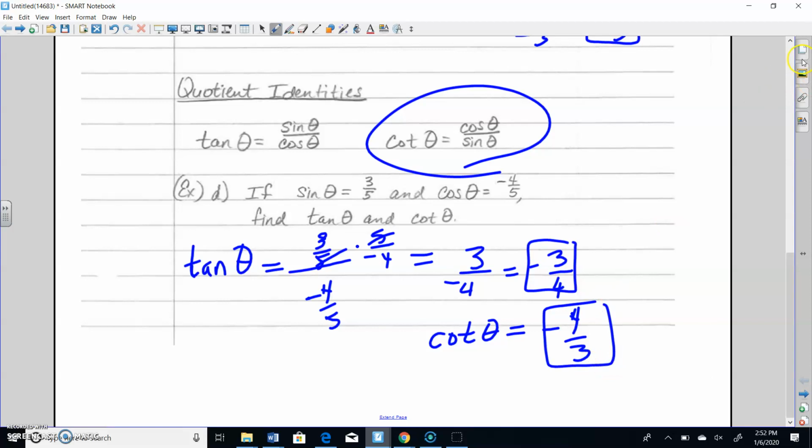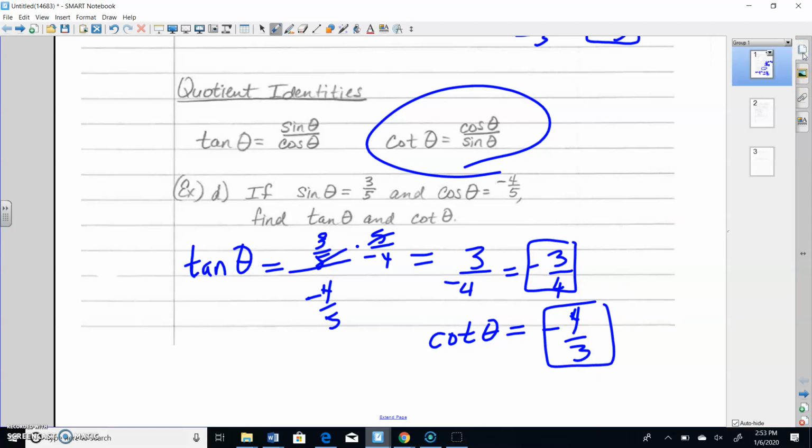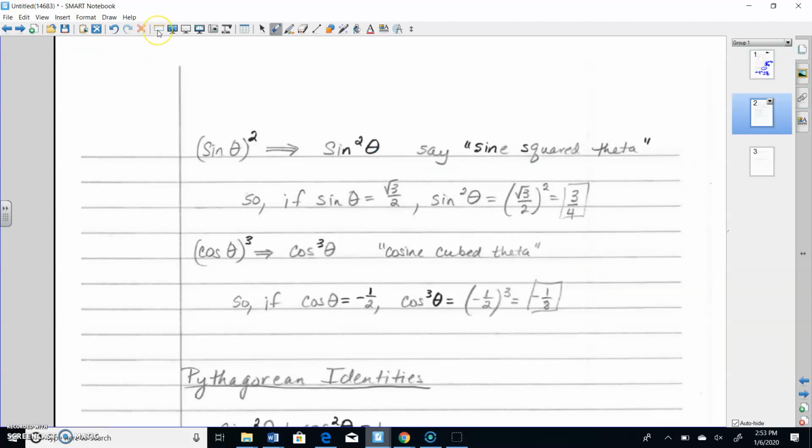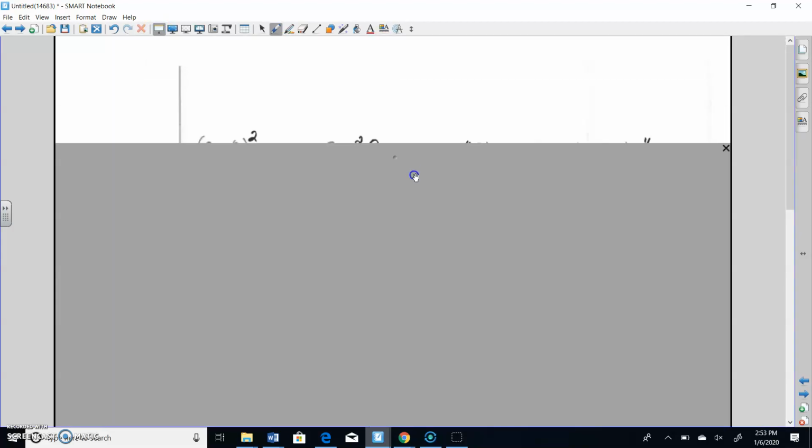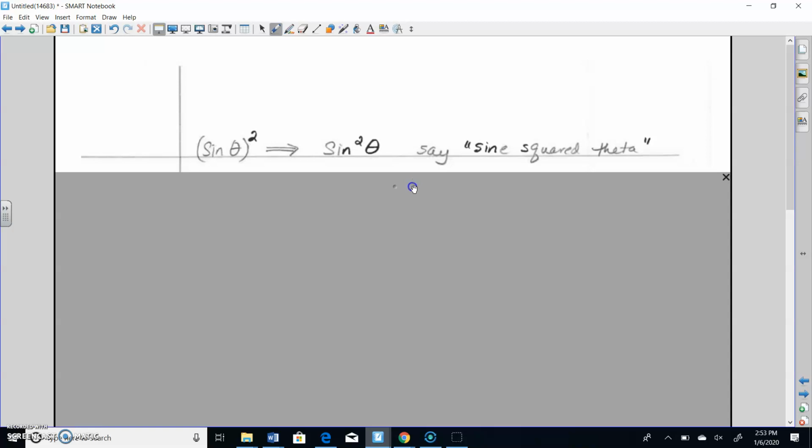There we go. Okay, so we've done the reciprocal, we've done the quotient, then the last set of identities are going to be Pythagorean. But before we get to that, we need to talk about how we write things a little bit differently when we're working with trig functions. So if we want to square the sine of theta, this is the operation we want to do. We want to square the sine of theta. But the notation that we use for that is we put the squared after the sine.